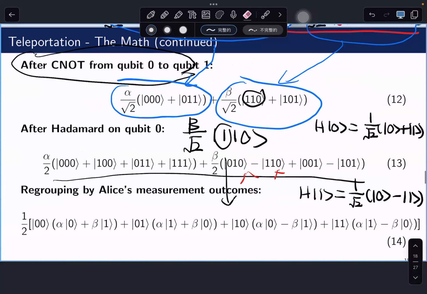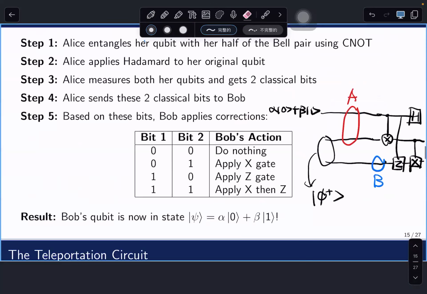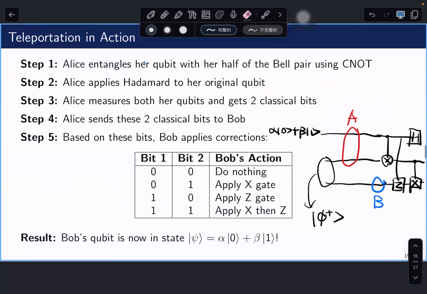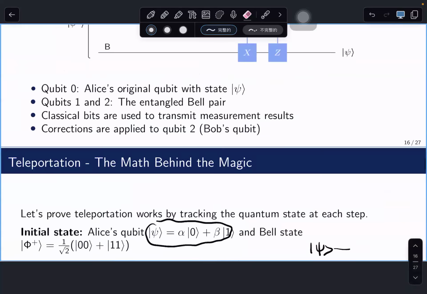The final step is to do the measurement on the Alice side. So I'll go back to the 5 steps. So step 5, we actually use the measurement of the first 2 qubits to decide our following correction techniques. For 2 qubits, we will have 4 measurement probabilities. Actually, we can use these 4 possible outcomes to group our terms.